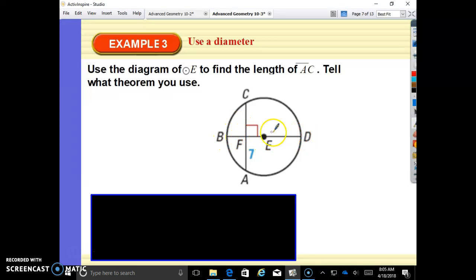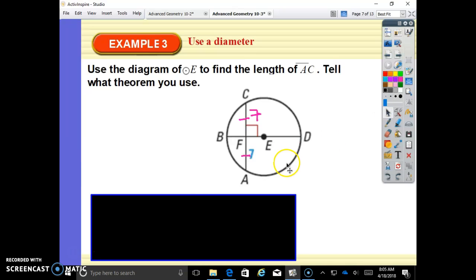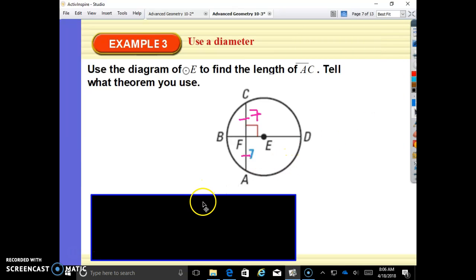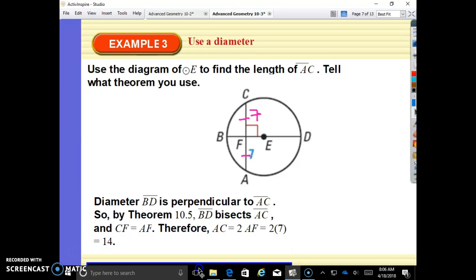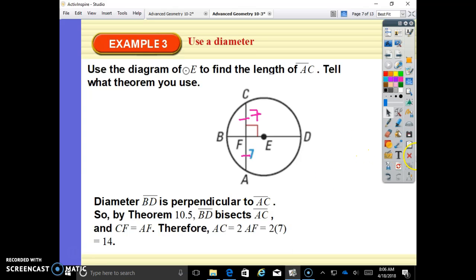If a chord intersects a diameter perpendicularly, then it is bisected. So the length of it should be 14. Which theorem is that? You copied it down today. All right, so it's theorem 10.5, so you're right. Diameter BD is perpendicular to AC, so by theorem 10.5, BD bisects AC. So they're equal, therefore the total length is going to be 14. 7 plus 7 is 14.